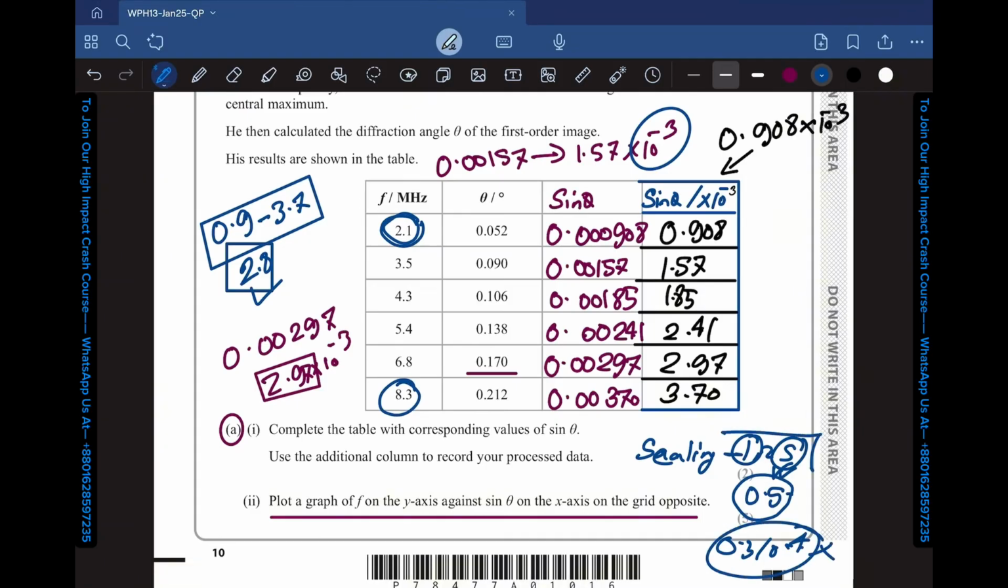You can take anything of 1 to 5. 1 to 5 means you can take 10, 20, 50, or 100, 200, 500, or 0.1, 0.2, 0.5, but you can never take 0.3 or 30 or 3, okay? So we can take 0.5 as our scaling, because 2.8 into let's say 2 will give us 5.6, right? So if we take 0.5, we will get 5.6 values, or around 6 values.